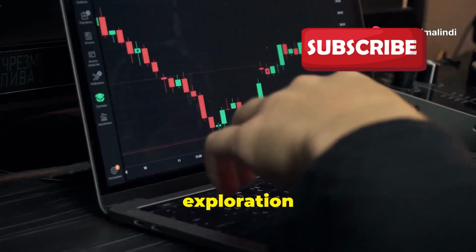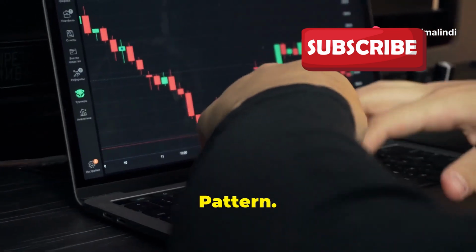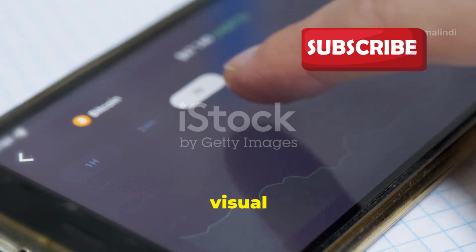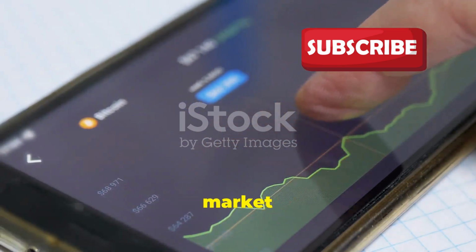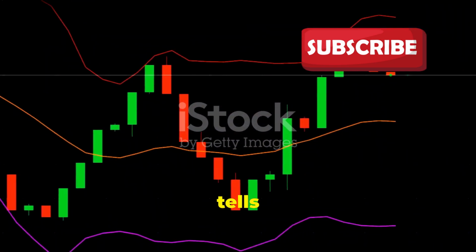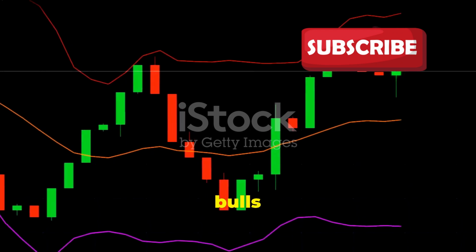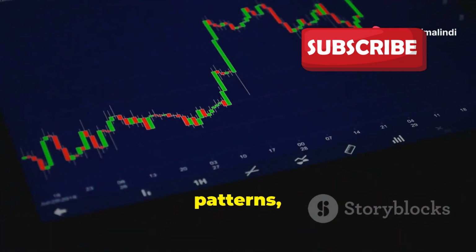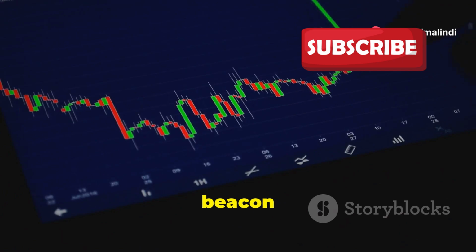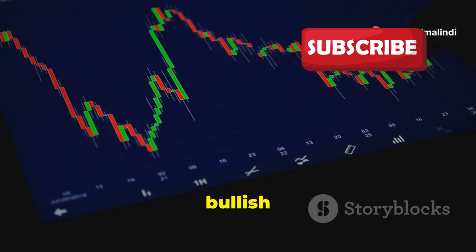Welcome to our exploration of the Hammer Candlestick Pattern. Candlestick charts provide a visual language for deciphering market sentiment. Each candle tells a story of the battle between bulls and bears. Among these patterns, the hammer stands out as a beacon of hope for traders seeking bullish reversals.